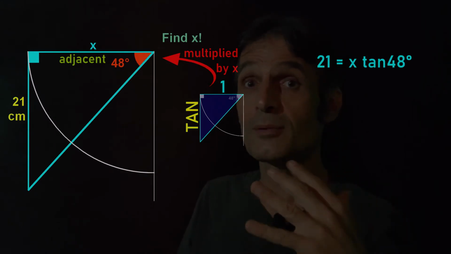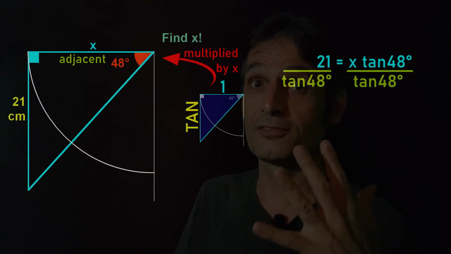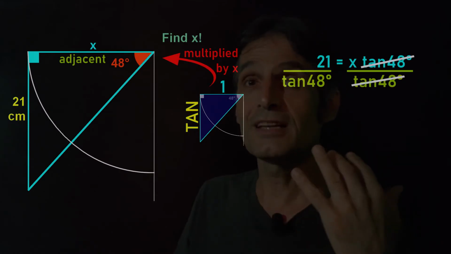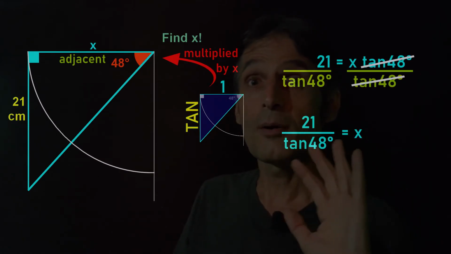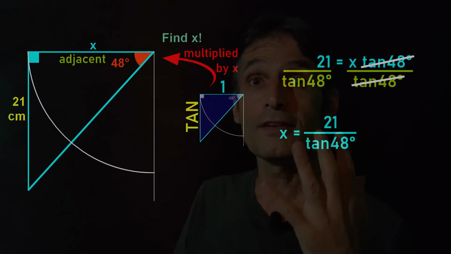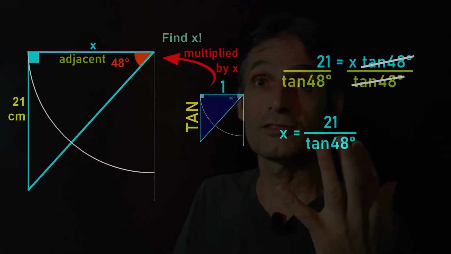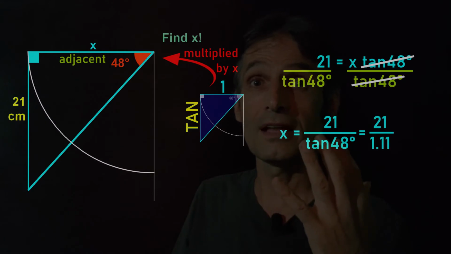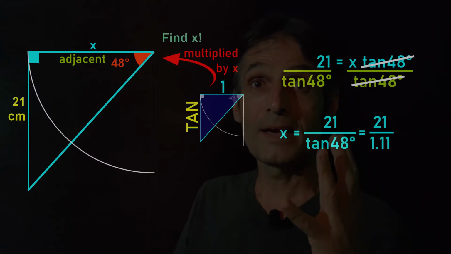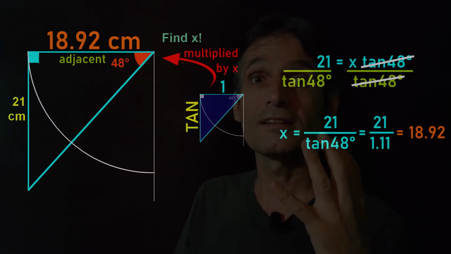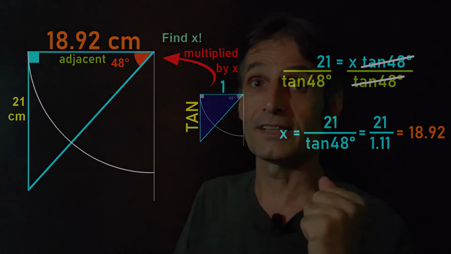I want x alone, so I'm going to divide both sides by tangent 48, and simplify the fraction and get x alone. Now I just flip it to have it on the left side. I can replace tangent 48 with its value, 1.11, and it makes approximately 18.92 centimeters. That's the value of x.